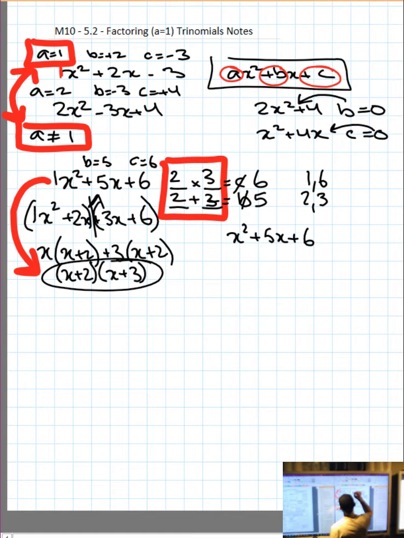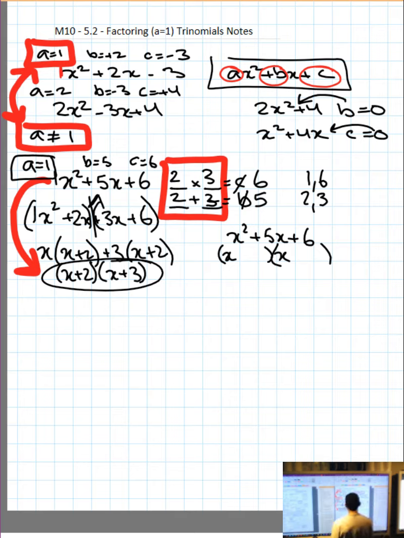And if a is 1, I'm going to write it near the 1. If a is 1, box around it. Then we can simply set up our brackets and think from last year. What times what is x squared? So we put an x and x, because x times x is x squared.